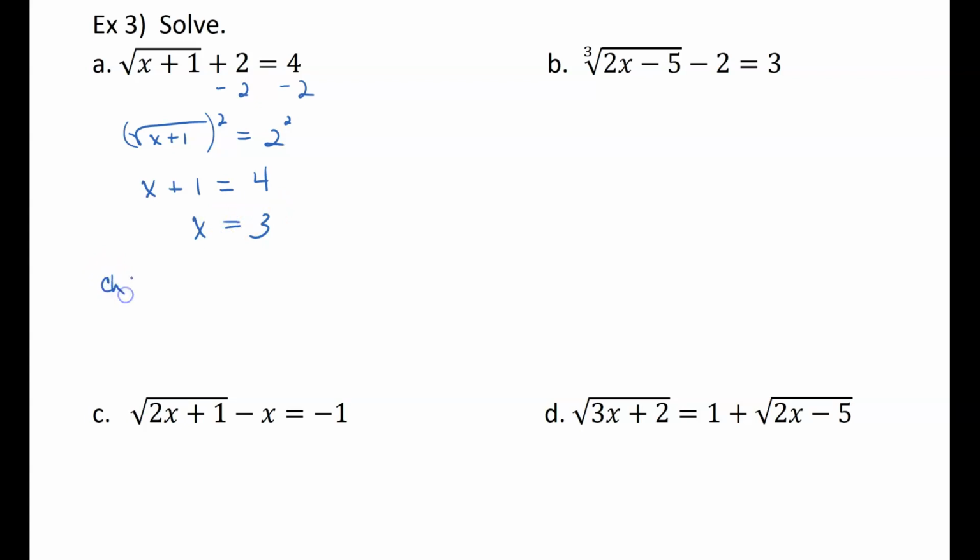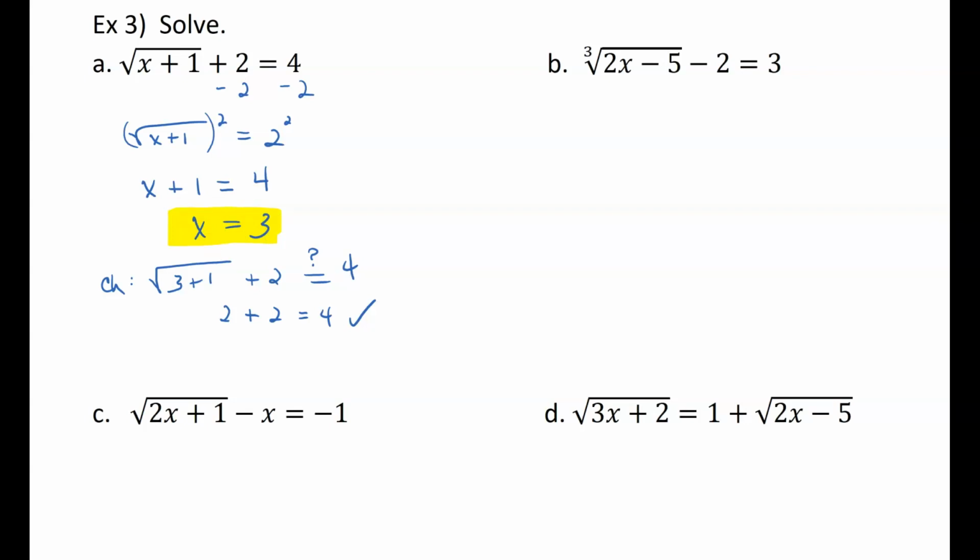And we'll just do a quick check to make sure that this all works. So we do the square root of 3 plus 1 plus 2, and we're checking to see, does that equal 4? So we have square root of 4 is 2. 2 plus 2 is equal to 4. This does work, and so that is our solution, x equals 3.